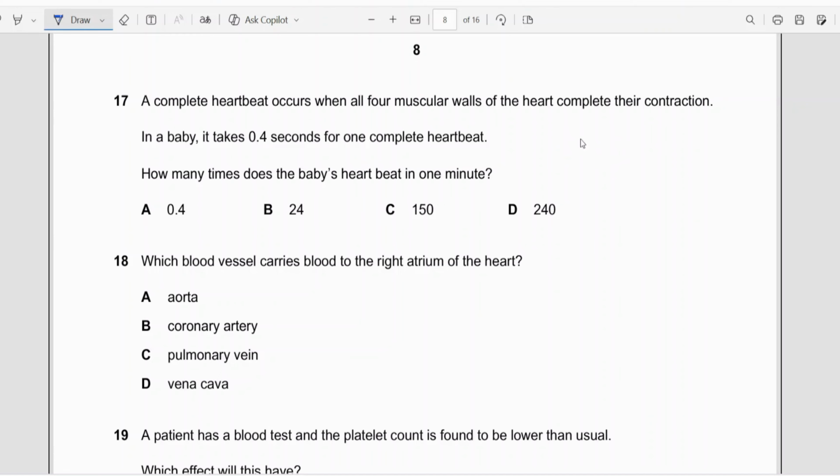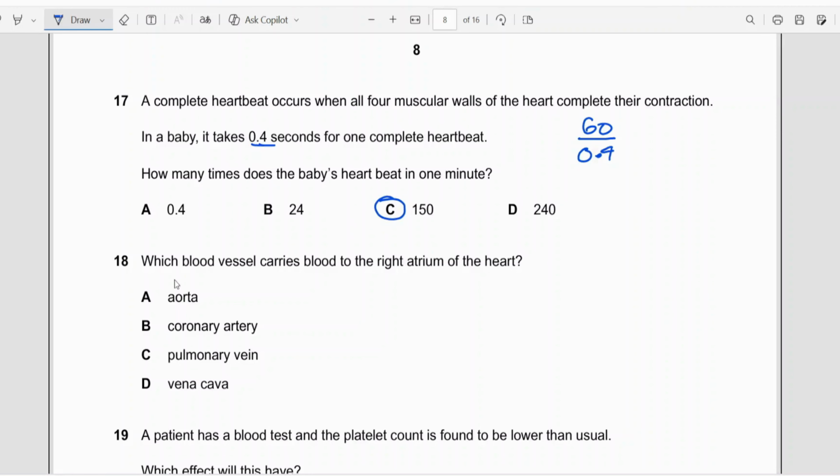No, it would be divided. Yes, because exactly it is 0.4 second, not 4 second. Okay, so it would be 150 if you divide it.